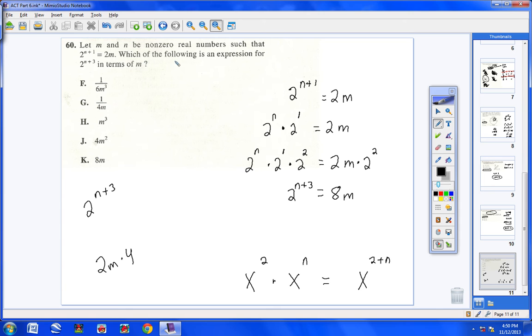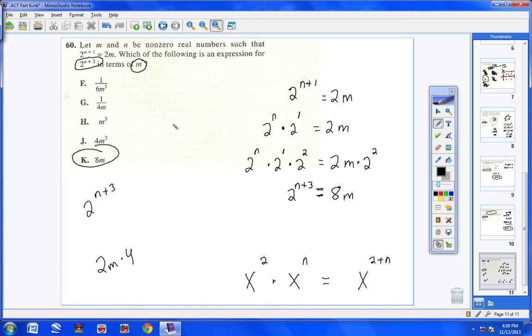They wanted me to write, here's what it says, an expression for this so that it's in terms of m. I did it. I have 2 to the n plus 3 power equals this expression here, and this expression is in terms of what? Is it not in terms of m? Sure it is. So 2 to the n plus 3 power equals 8m. So these two expressions are equal. This equals this. And so what is 2 to the n plus 3 power written in terms of m? Well, it's 8m. Letter K.